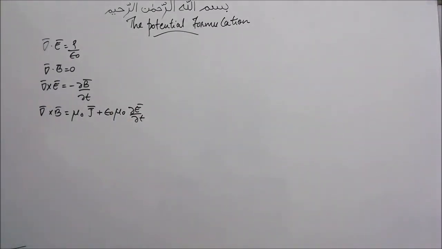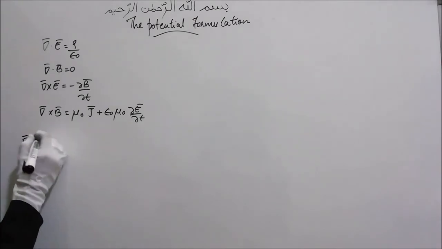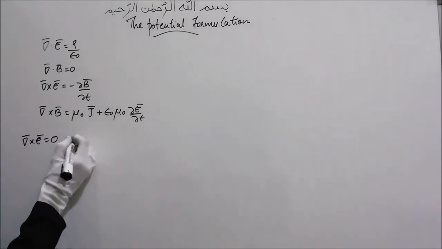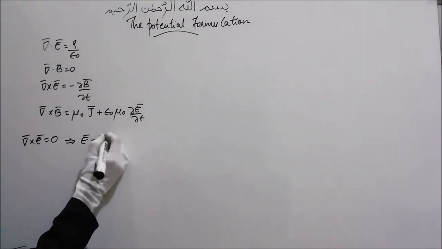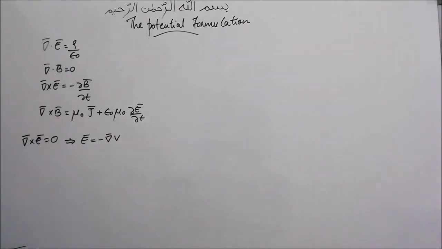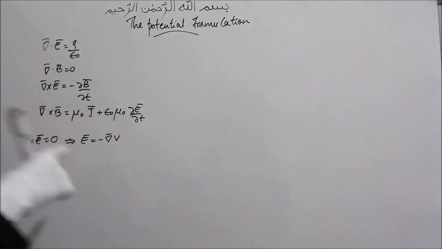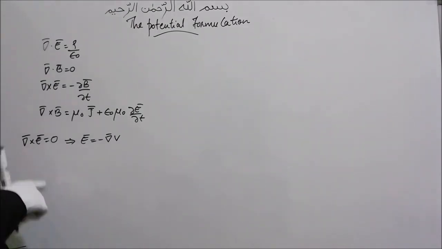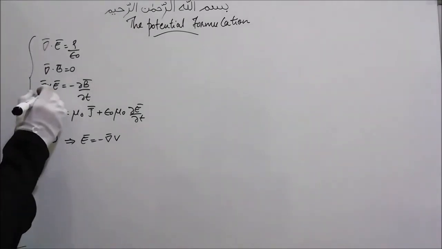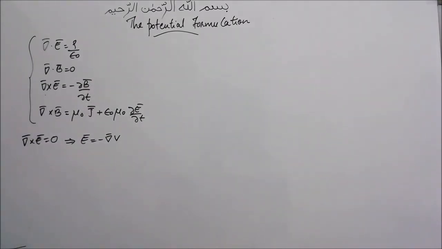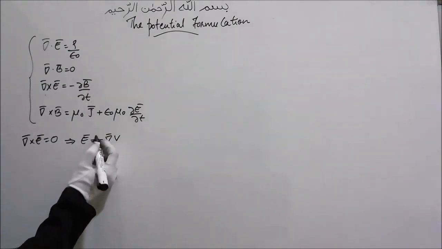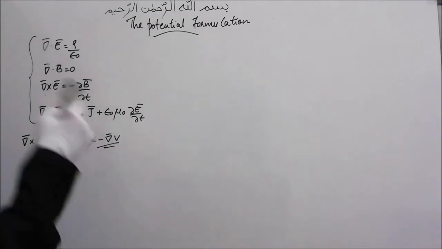Now in electrostatics we had del cross E is equal to 0, and from that we got E is equal to minus del V, right? Where V is the scalar potential. But in electrodynamics, here you can see that del cross E is not equal to 0. That would mean that E is not equal to minus del V here.